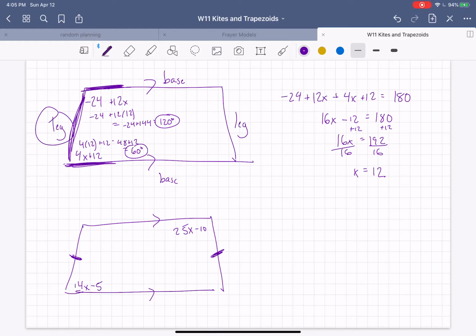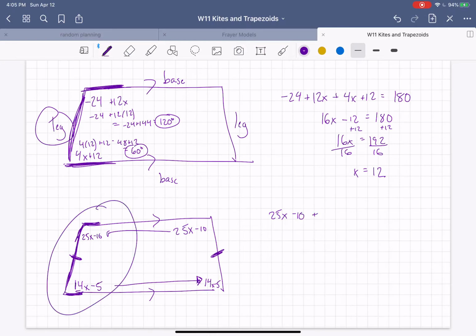So here, that means if this is isosceles, because those two legs are the same, this is also 14x minus 5, and this one over here is also 25x minus 10. So now we have all four angles, and we have to use the fact that we have the angles on the same leg. So we have 25x minus 10, and we're doing it just on one leg, doesn't matter which one, because they're identical. 25x minus 10 plus 14x minus 5. Those are supplementary, so it's 180.